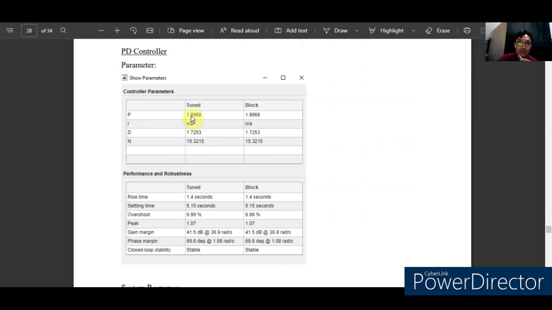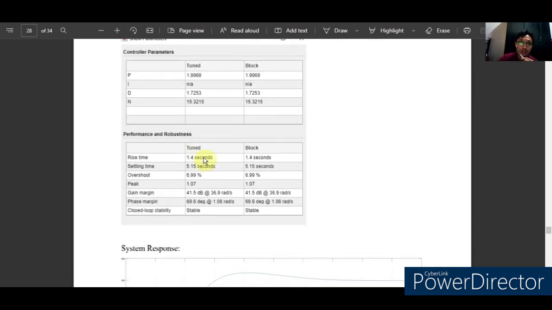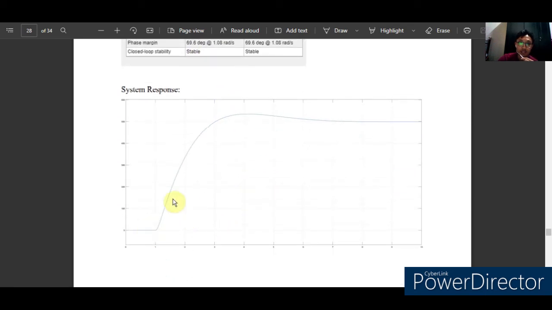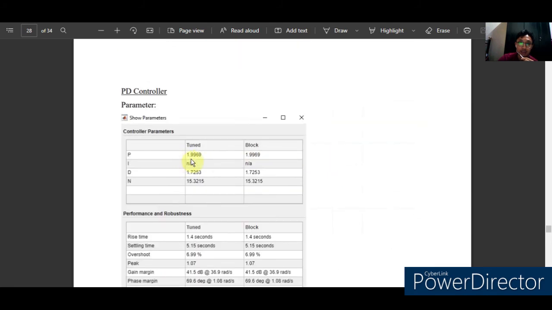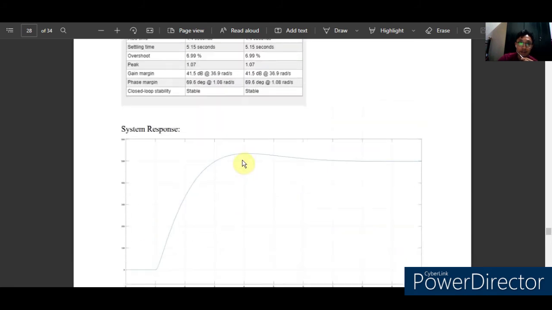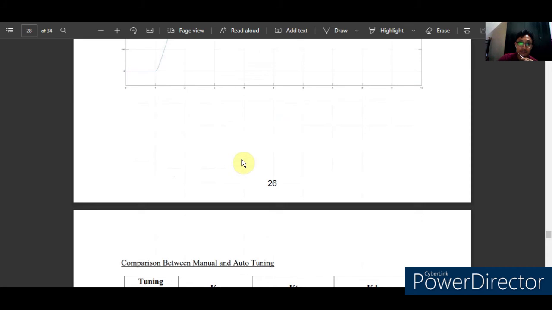For this one, for the P, we set the tune and block 1.9969, D 1.7253, and N 15.3215, and you can see the rise time is 1.4 seconds for tune and block. The settling time is 5.15 seconds. So for the closed loop, it is stable. So these are the system responses of the 1.9969 parameter in the graph.